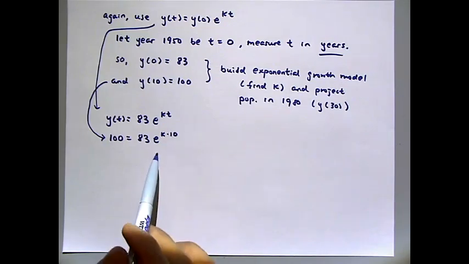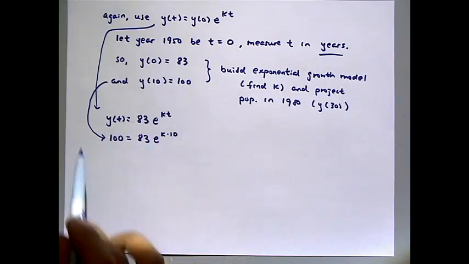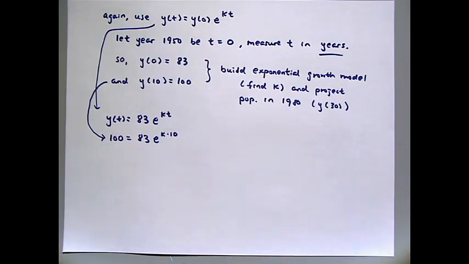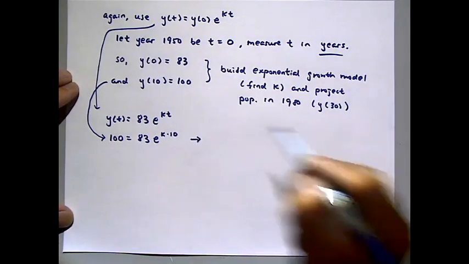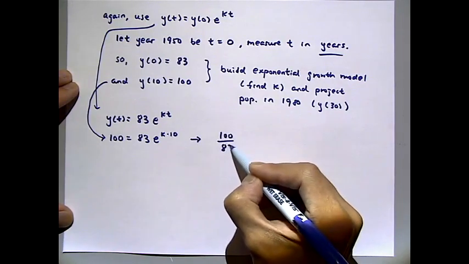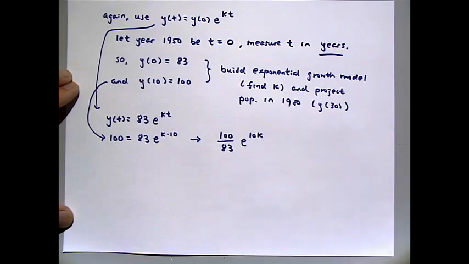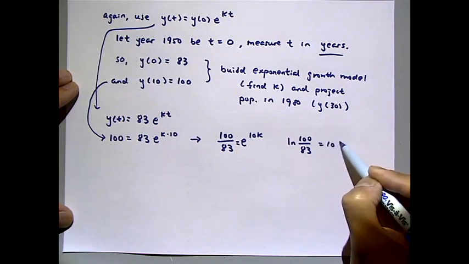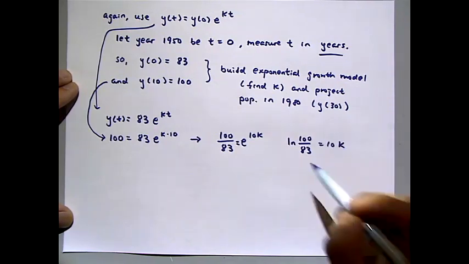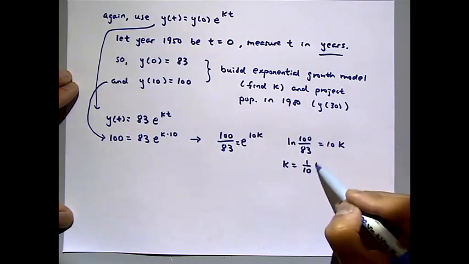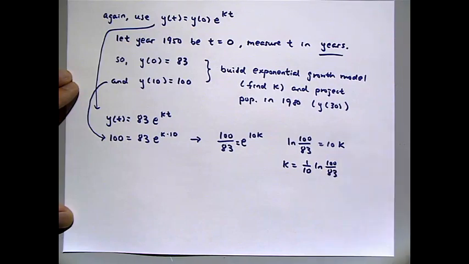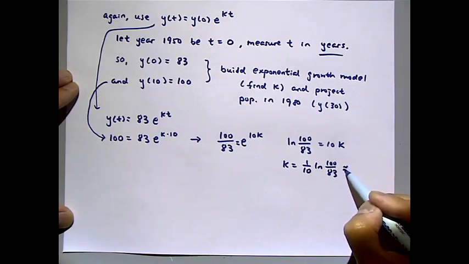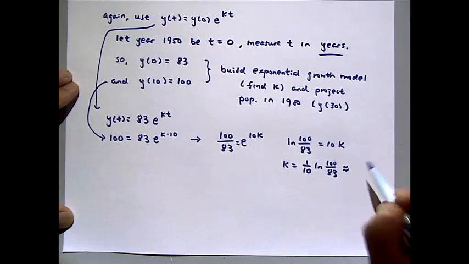And the only thing now we don't know in this equation is k. And we know how to solve this. Divide by 83, take the natural log, and we can find our k. So the natural log of 100 over 83 is 10k, which gives us a k of 1 over 10 times the natural log of 100 over 83, which turns out to be about 0.0186.